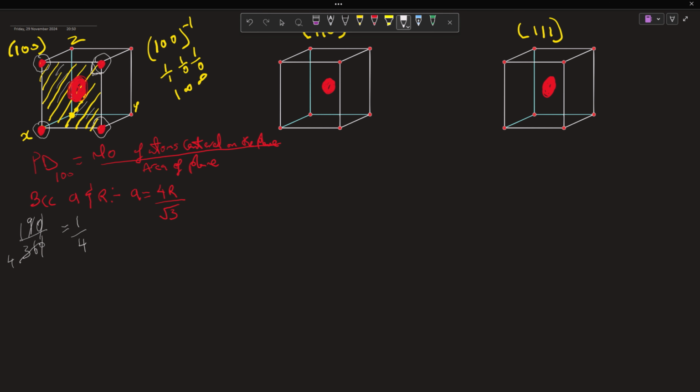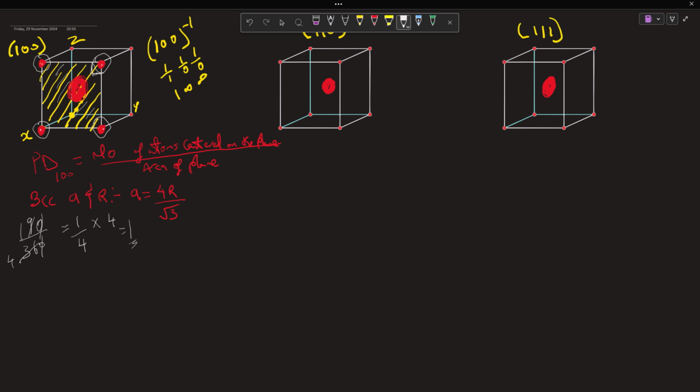So 1 over 4 is just for 1. Since we have 4 of it, we multiply it by 4. How do we have 4? We have this guy, this guy, this guy, this guy. So there are 4. So we multiply by 4, which is equal to 1. So therefore, our number of atoms centered on the plane is 1.